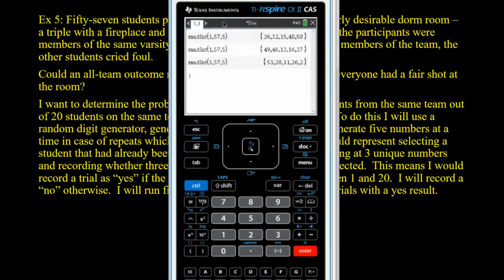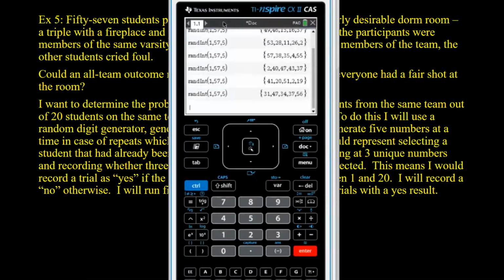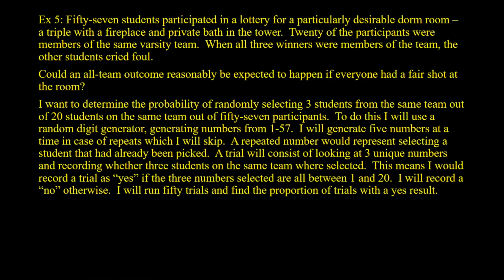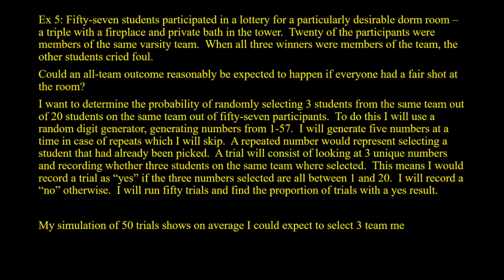I went ahead and ran 50 trials, and I had 6 occurrences of 3 people from the same team. So that was 6 out of 50, which means I can calculate that proportion. I would do 6 divided by 50, and that comes out to be 14%. So now I want to clearly state my results. My simulation of 50 trials shows on average I could expect to select 3 team members 14% of the time.